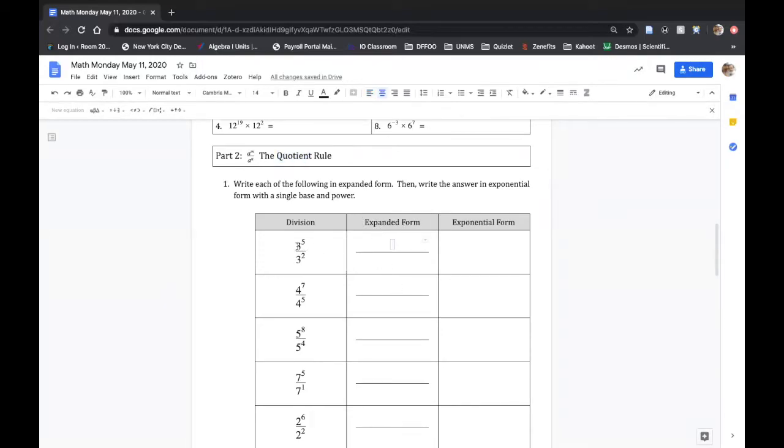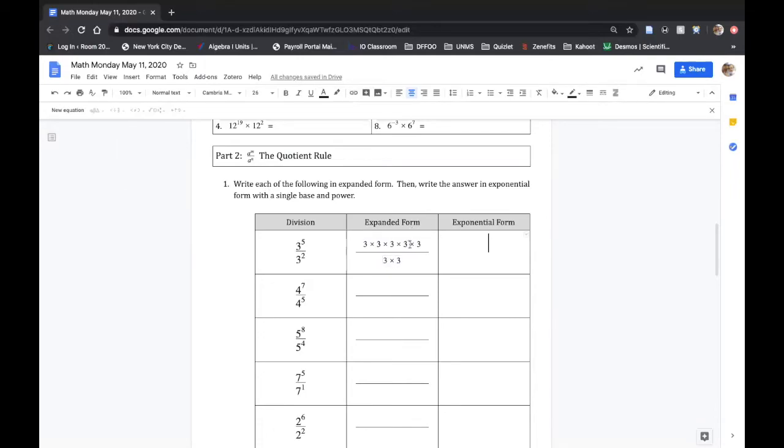So on the top, 3 to the 5th power, that's just 3 multiplied 5 times. So 3 times 3 times 3 times 3 times 3. 1, 2, 3, 4, 5, double count to make sure you got it right. The denominator is 3 times 3 twice.